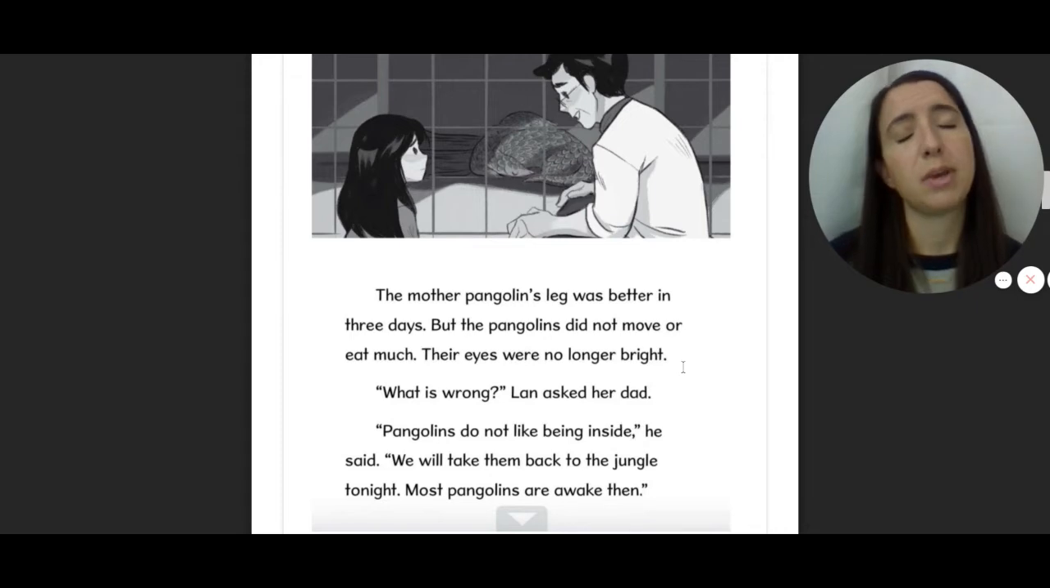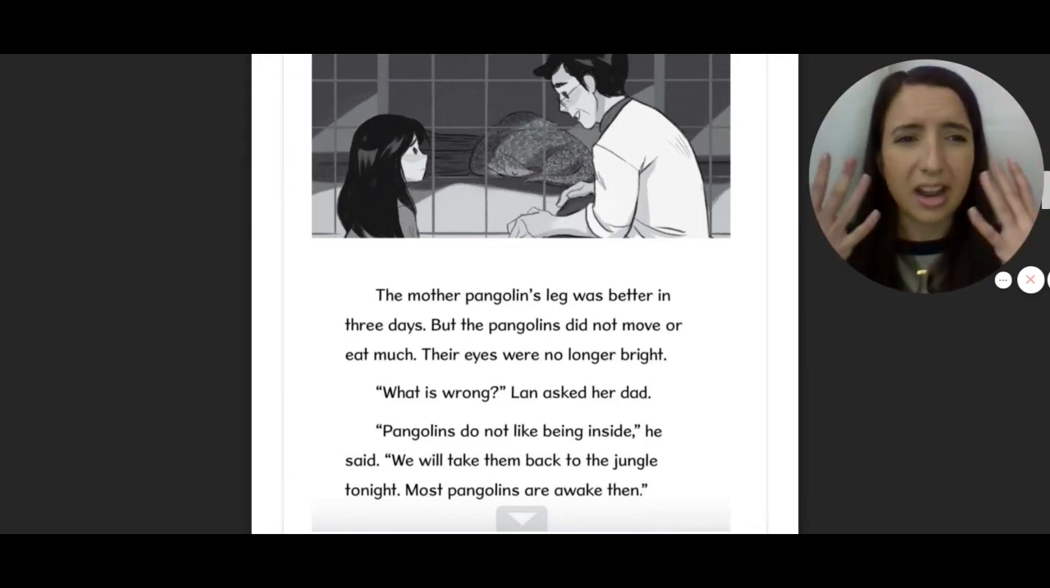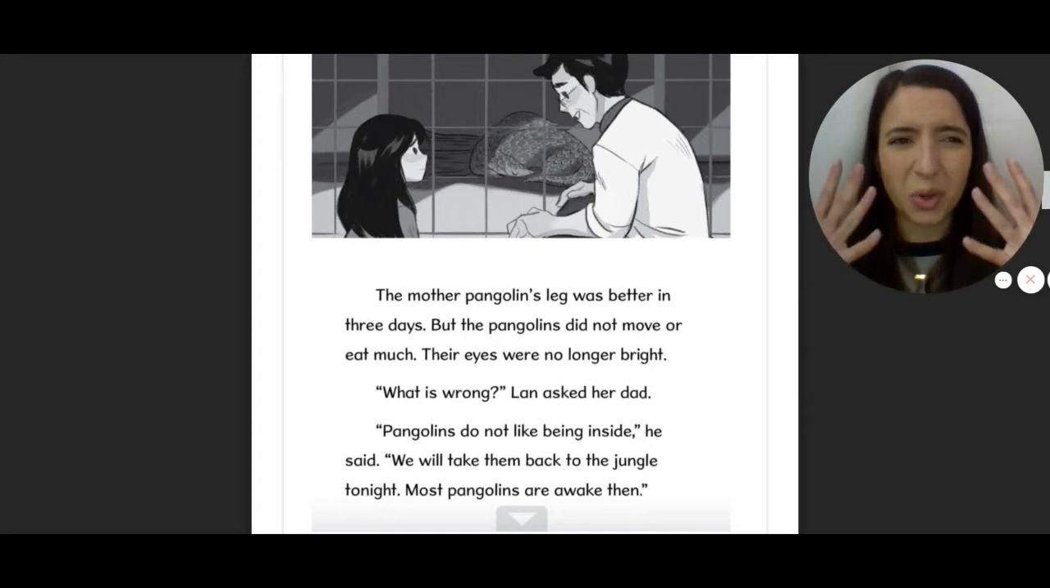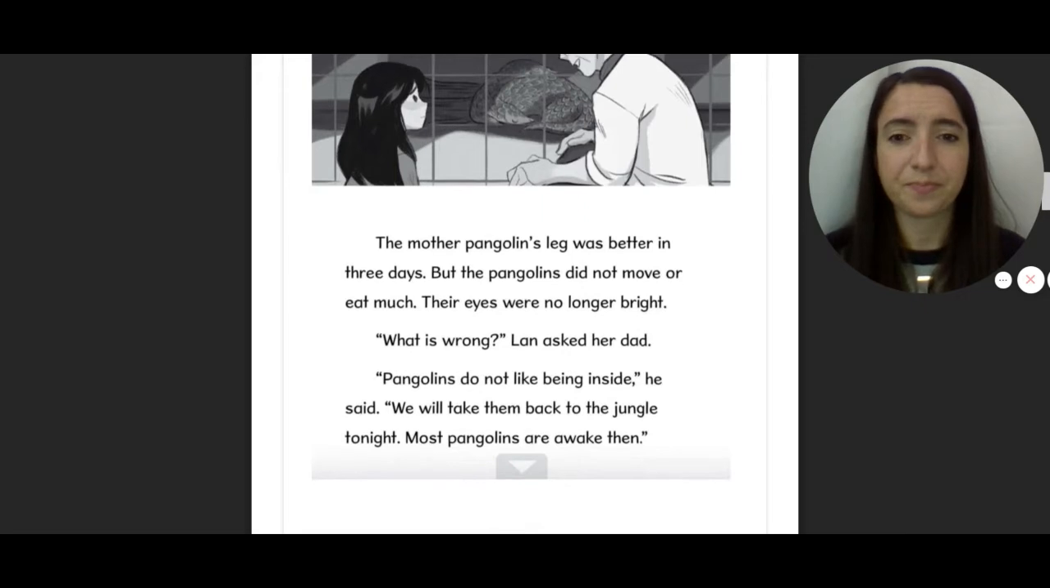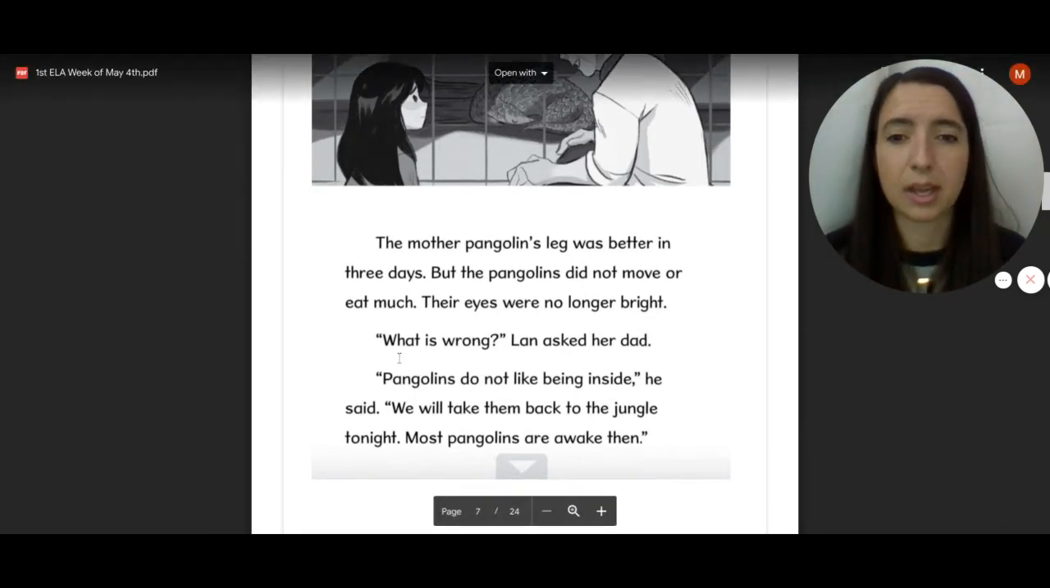Now think about this. The pangolins aren't really moving, they're not eating a lot, and their eyes aren't bright. They look kind of dull, like they don't look happy in their eyes. How do you think they're feeling? The pangolins were moving around and they were happy, and now they're like this. How do you think the pangolins are feeling? Probably sad. That's what it seems like.